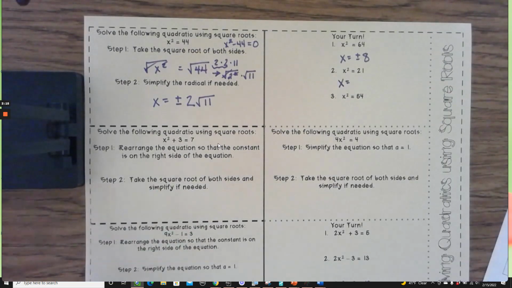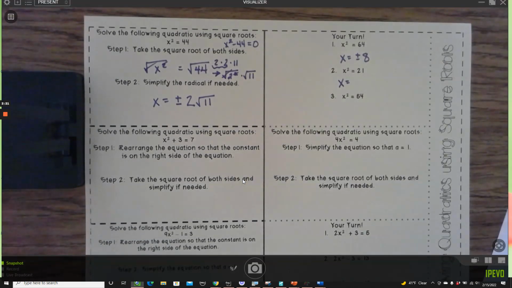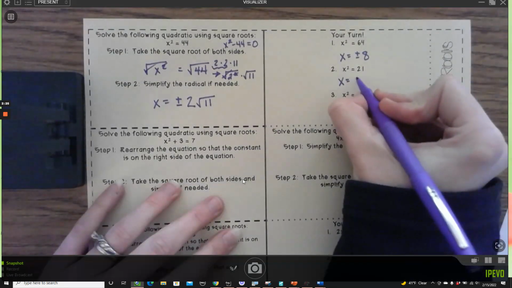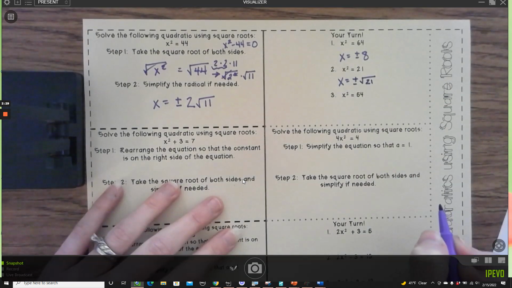Other times, if we square root x squared, we get an x. And then 21, if we try to break 21 down, 21 divided by 3, it's just 3 times 7. Those are both prime numbers. That's the prime factorization. There's nothing to break down. So this one would just be positive negative square root of 21.